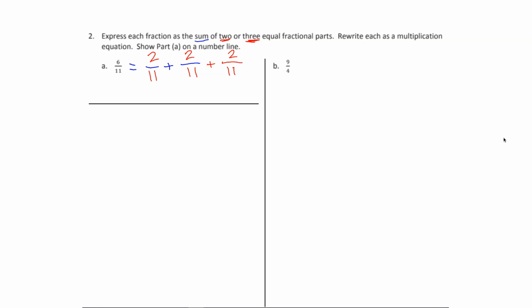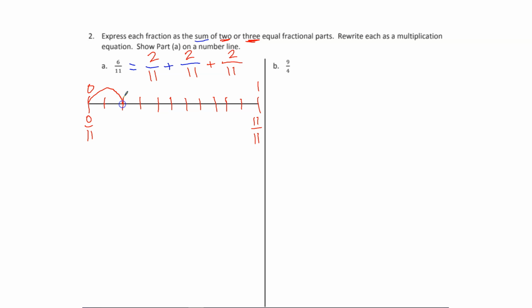All right. And we're not going to forget to rewrite it as a multiplication. So we know that we would have 0 and 1. We know that we only have to go up to 1 because 6 11ths is less than 11 11ths, which is equal to 1. We have 0 11ths on this side of the line. We need 11 parts, so we need 10 partitions. It's going to be 5 here and 5 here.